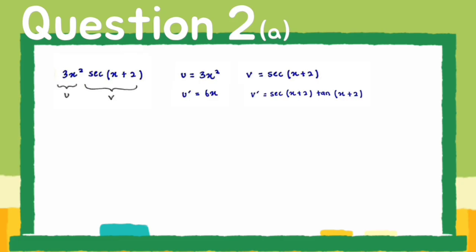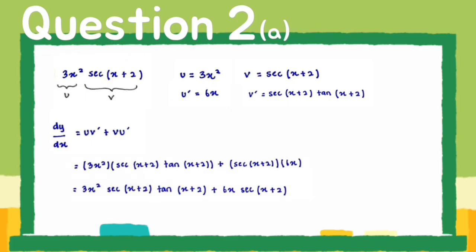And next, we can move to the next step and we will be using the product rule equation, which is dy over dx is equal to uv prime plus vu prime. And last but not least, we just plug everything into the formula and boom, we've got the answer.